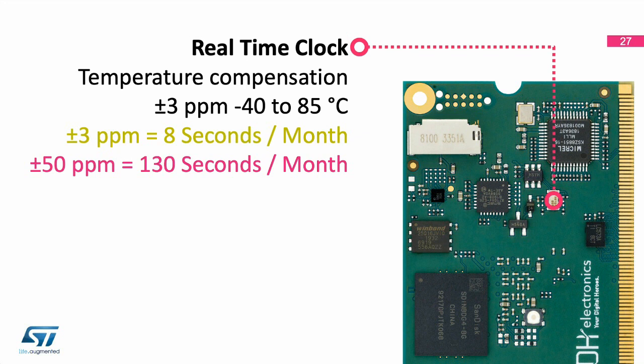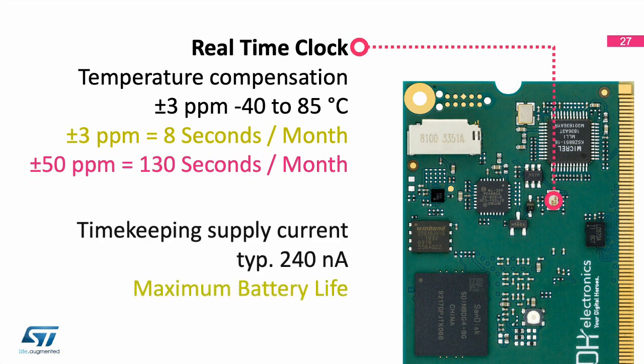But this real-time clock of course also needs to be powered, and it's very special here too because it has a very low timekeeping supply current of about 240 nanoamperes, and therefore you can really max out the battery life.